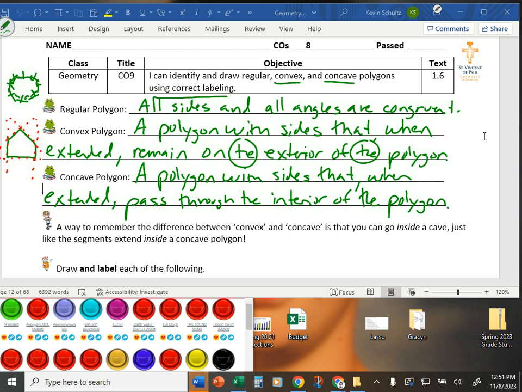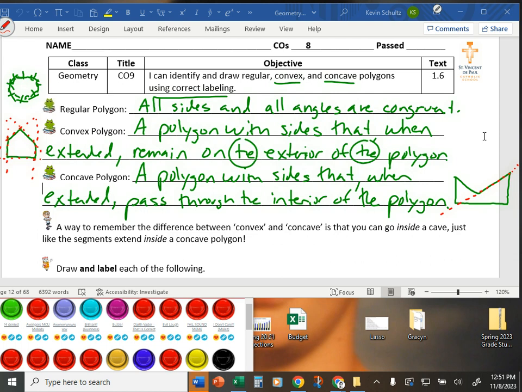A polygon with sides that, when extended, pass through the interior of the polygon. Okay, an example of this one, let's write that down first. A polygon with sides that, when extended, pass through the interior of the polygon. So, if we had a pentagon that looked like this, if you extend one of these sides, it actually passes through the interior of the polygon.